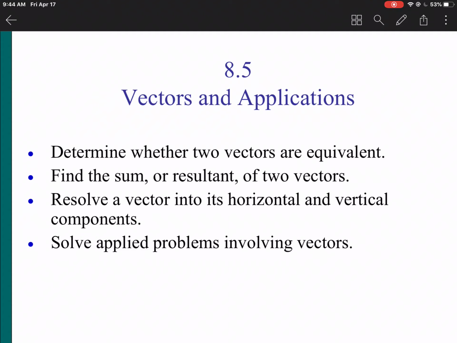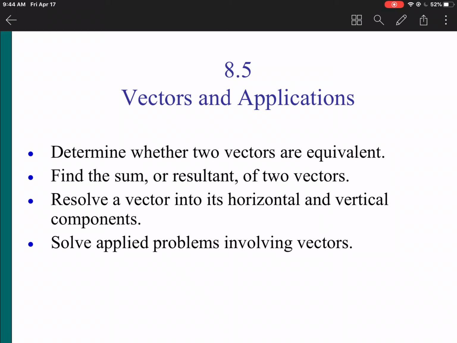Section 8.5, Vectors and Applications. Now the next two sections, 8.5 and 8.6, are both going to deal with vectors. This section covers a little bit more of the basics of vectors, and then in the next section we'll get into more complex concepts dealing with vectors.